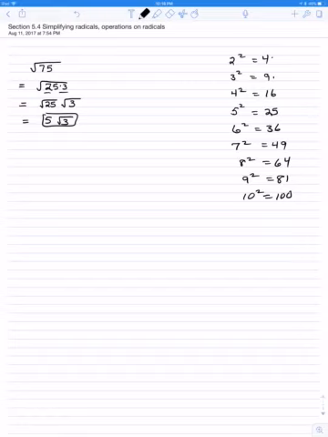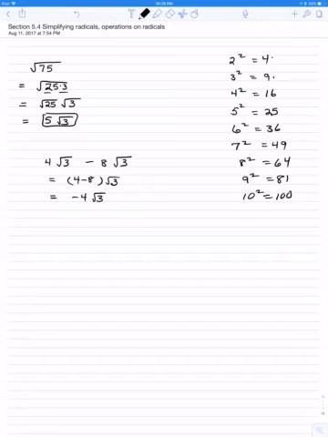Now, if we want to add or subtract with our radicals, the number underneath the radical has to be the same. So if I have 4 square root of 3 minus 8 square root of 3, the number underneath the radical, we call that the radicand, that has to be the same. So I'll keep that radicand, I'll keep that square root of 3 as long as it's the same. And now I can subtract 4 minus 8. What I get is 4 minus 8 is negative 4 square root of 3.